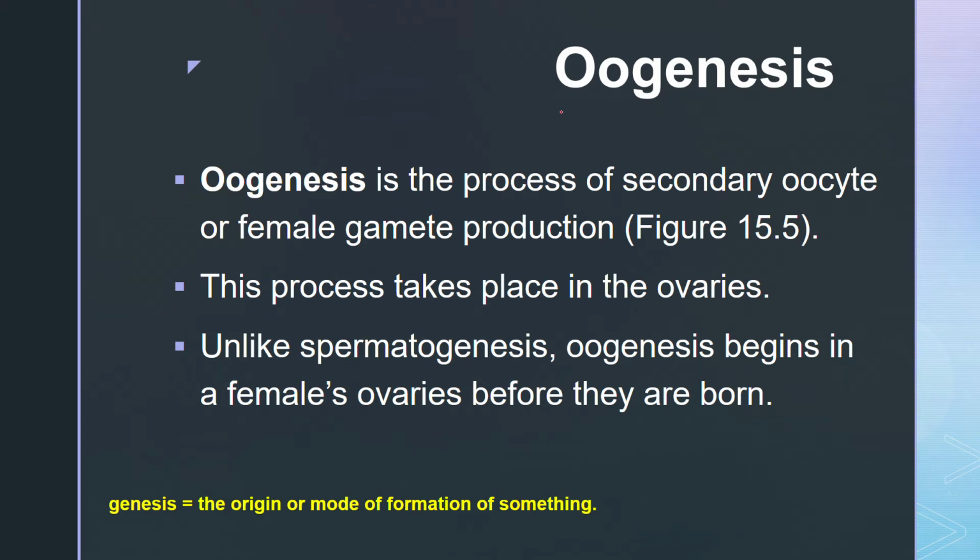Okay, in this video, we are going to look at the process known as oogenesis, and that's the process of the production of the secondary oocyte or the female gamete. This process takes place in the ovaries, and that's the female reproductive organs. And unlike spermatogenesis, this process begins in the female ovaries before they are born.